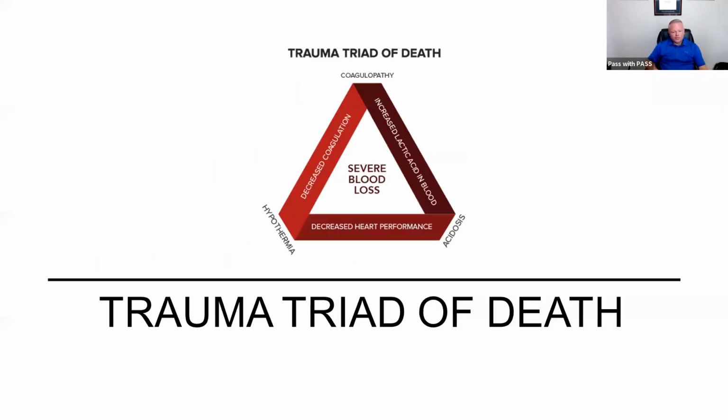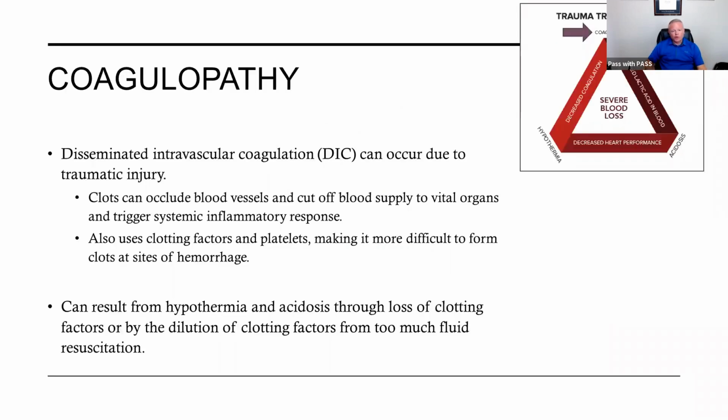So we're going to talk about the trauma triad of death one more time. There's 3 different sides to this triangle: hypothermia, coagulopathies, and then acidosis. And we're going to look at each one of these as it relates to traumatic arrest. So coagulopathies, first and foremost, there is something called DIC, or disseminated intravascular coagulation, or coagulopathy, and it happens in patients that are having a traumatic event. So what ends up happening here in this situation is these clots, there are microclots that end up developing, and they can start to occlude small blood vessels that lead to the vital organs.